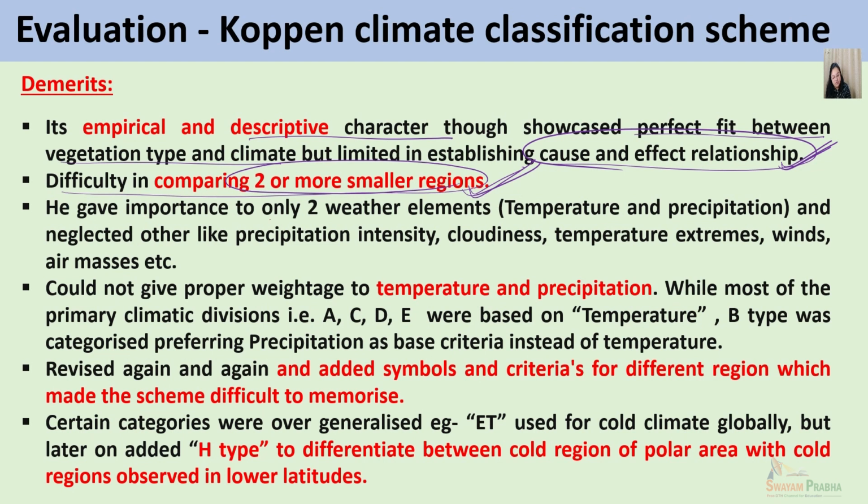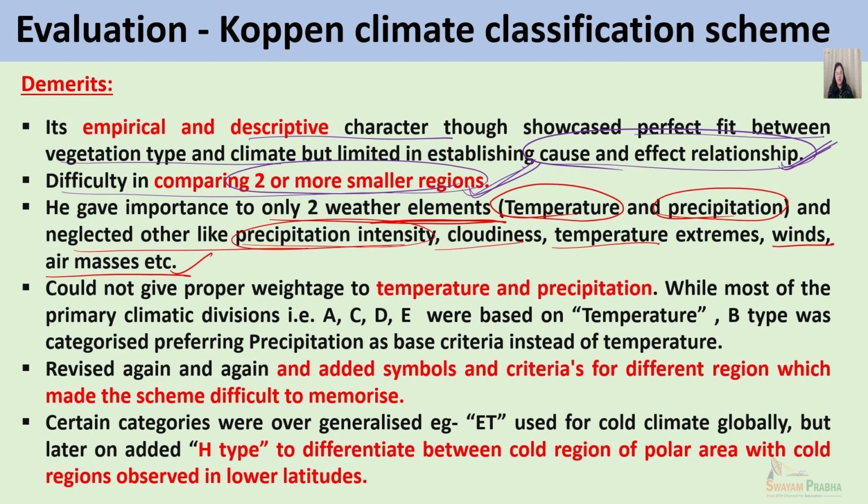He gave importance to only two weather elements. So utmost importance was given to only two variables, temperature and precipitation, while he was classifying the climates. And he neglected other elements like precipitation intensity, cloudiness, temperature extremes, winds, and air masses. So these are also important factors when we classify climates, but he took only two variables in order to simplify his scheme. But it was being criticized on the grounds that he kept it too simple and almost overgeneralized the climatic classification.